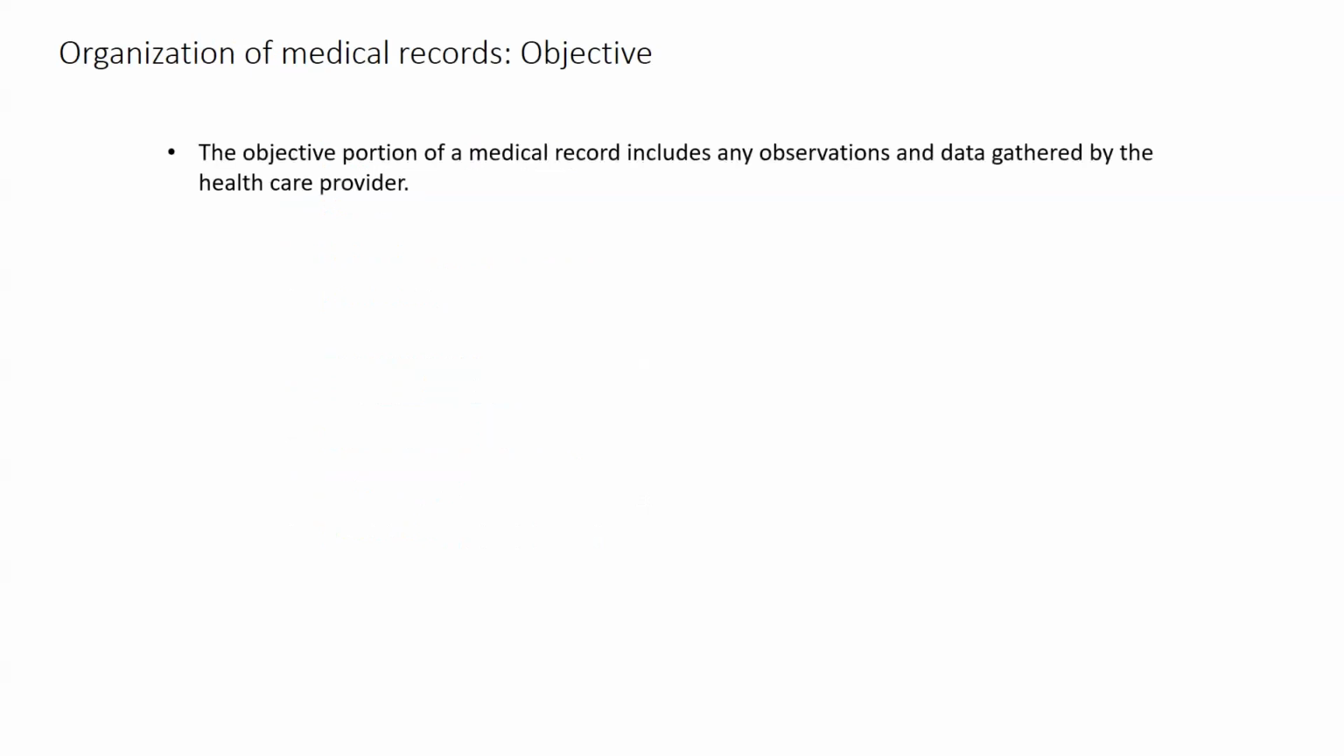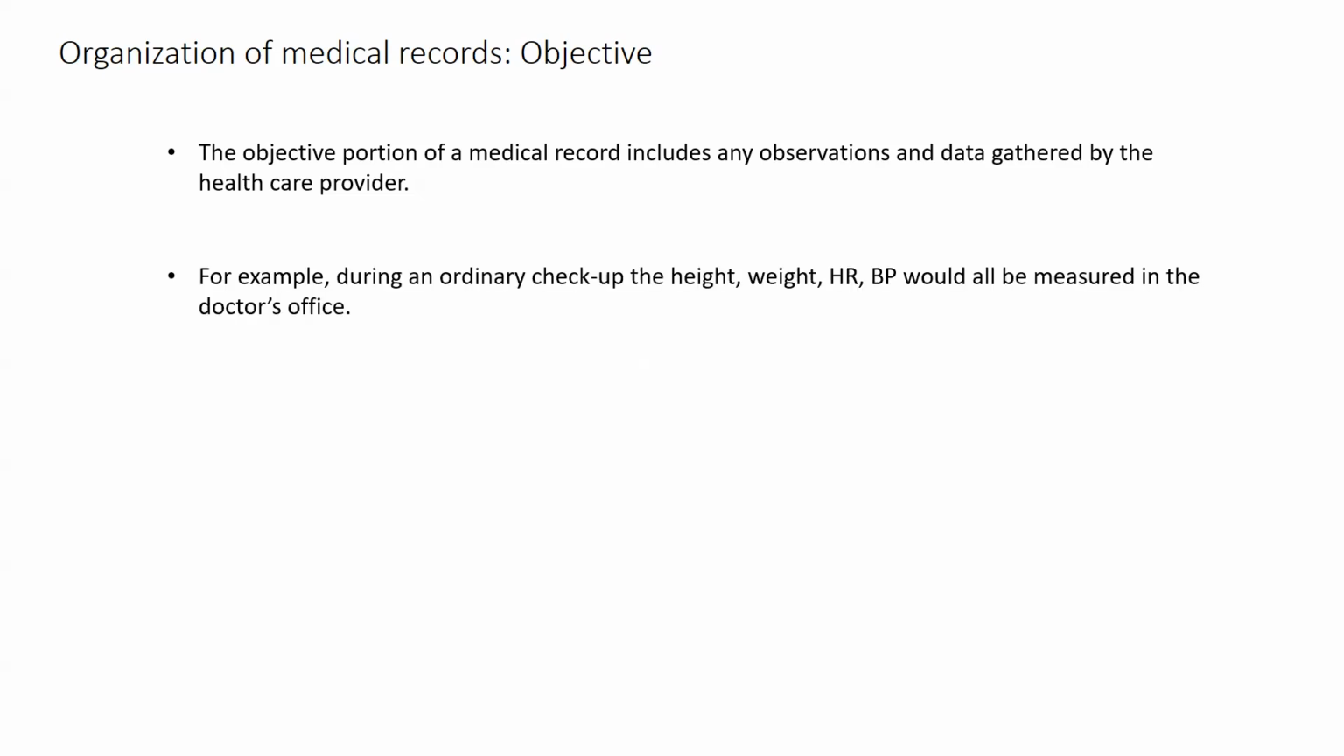For the objective portion of a medical record, that's where you get the facts, the hard data. You're doing measurements, you're making concrete observations, and then recording them in medical terms. So you'll use the medical terms for the procedures that were done and for the data that was gathered. In an ordinary, average checkup with your general practitioner, you're going to have your height, your weight, your heart rate, and your blood pressure all measured in the doctor's office, and that gets recorded in the objective portion.